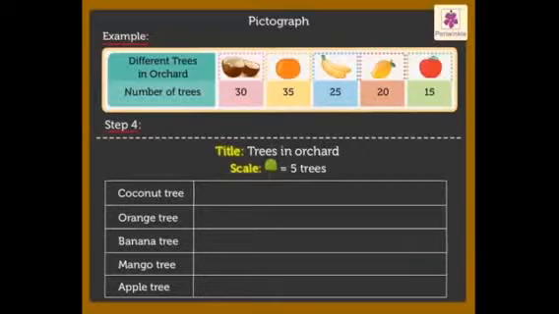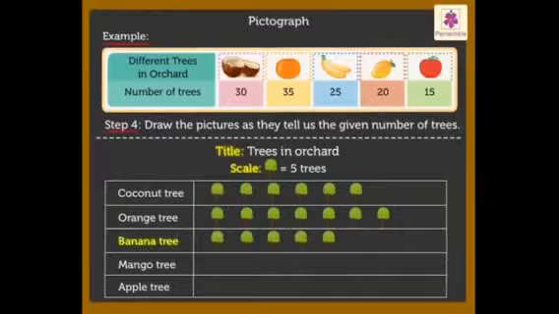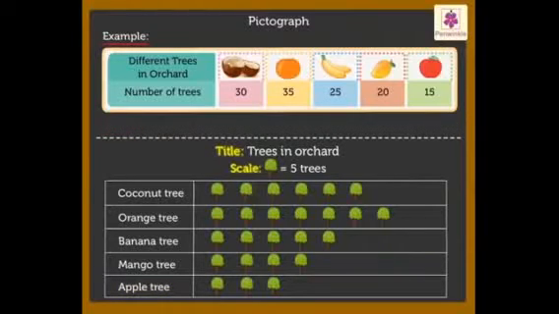Lastly, step 4. Draw the pictures as they tell us the given number of trees. So, draw 6 trees for coconut trees, 7 for orange trees, 5 for banana trees, 4 for mango trees, and lastly 3 for apple trees. Hey, look! We have completed representing the data in the form of a pictograph.